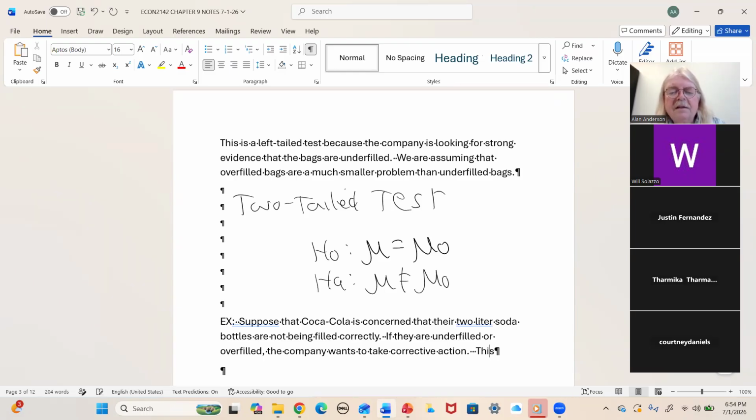So this type of situation can be tested with a two-tailed test because the alternative will tell us whether we have a problem, meaning is it equal to the right value or is it not? If it's not, then we can investigate further and find out if it's too low or too high. But the first step is to find out if it's not the right amount, not 2 liters, let's say.